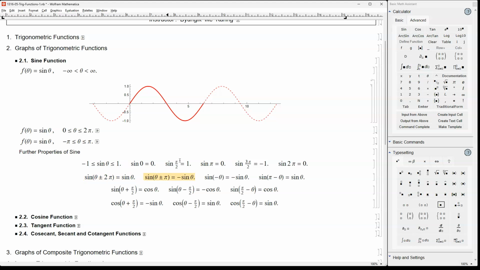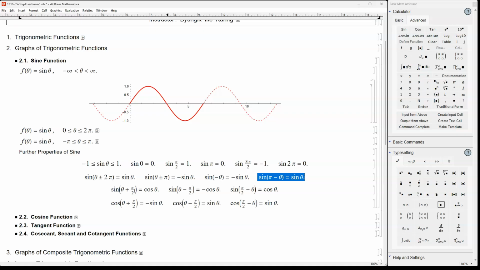If you add just pi, then instead of the same pattern, I'm going down. So we have negative of that. And this one we already saw. And this one is interesting. Sine of pi minus theta is equal to sine of theta.